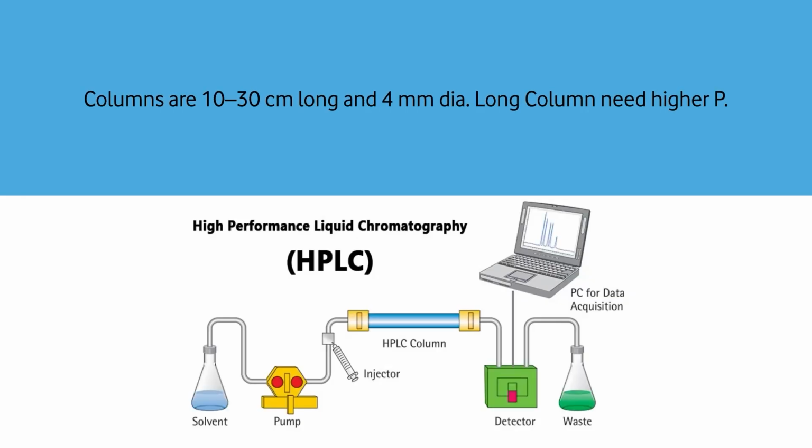Two or more solvents of different polarities. Always we don't take the same polarity. The idea is we are trying to create a partitioning, based on solubility, based on polarity of the components. The column of HPLC is about 10 to 30 centimeter long. It's not a very long column, 4 mm diameter. Long column should not be there. In fact, a long column will need very high pressure.